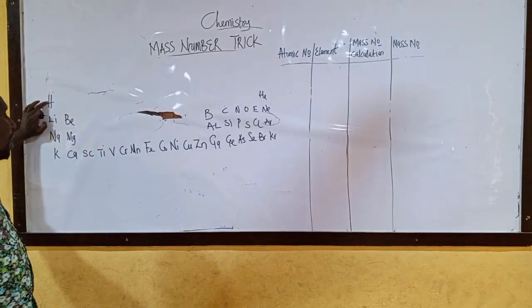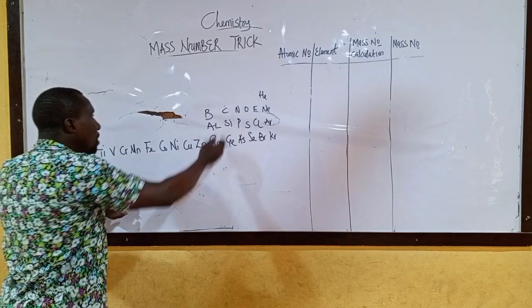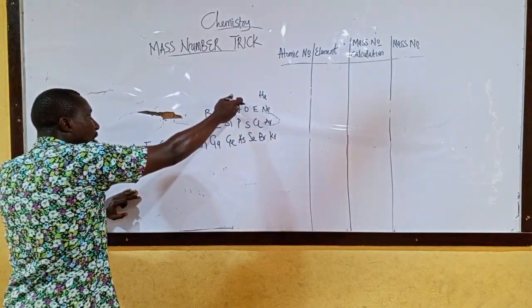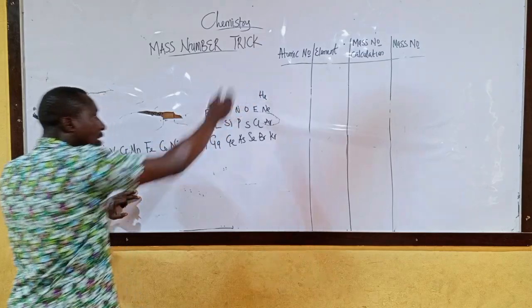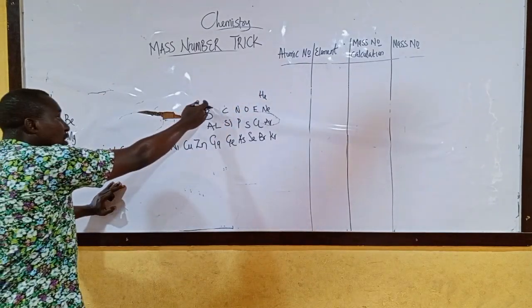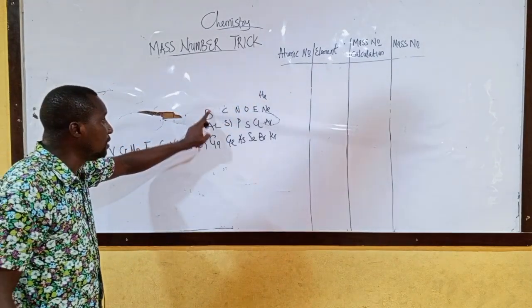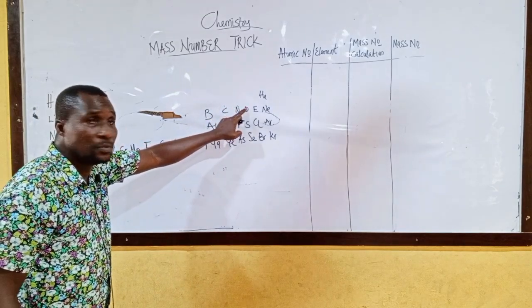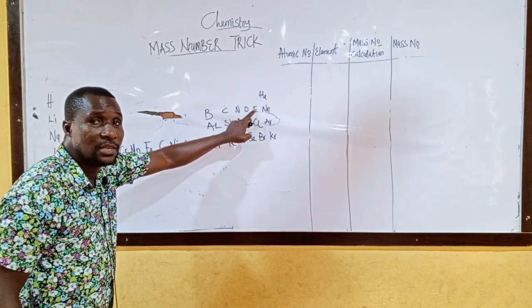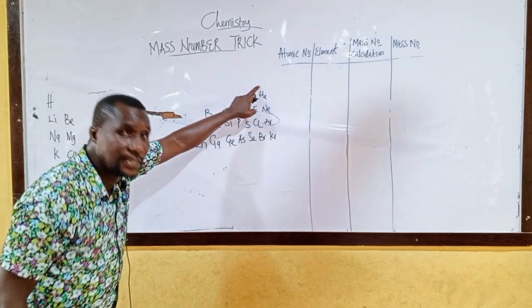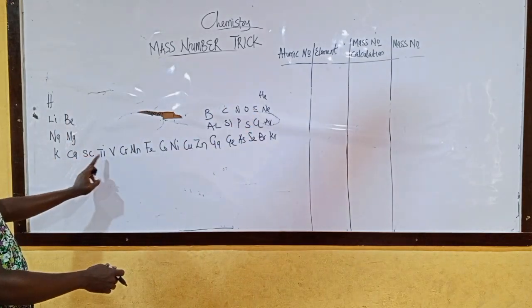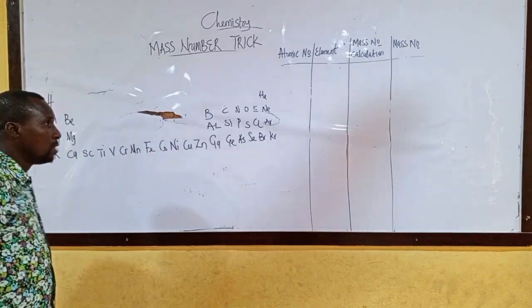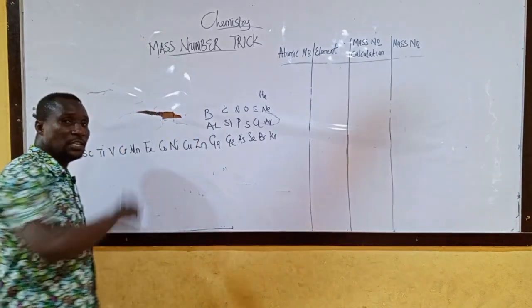This is group 1, group 2, then groups 3, 4, 5, 6, 7, 8. Group 3A, 4A, 5A, 6A, 7A, group 8A. Group 3A can also be called group 13, group 4A can be called group 14, group 5A 15, group 6A 16, group 7A 17, group 8A 18. Then you can call the middle ones group 3, 4, 5, 6, 7, 8, 9, 10, 11, 12. Please, then let us look at this trick.